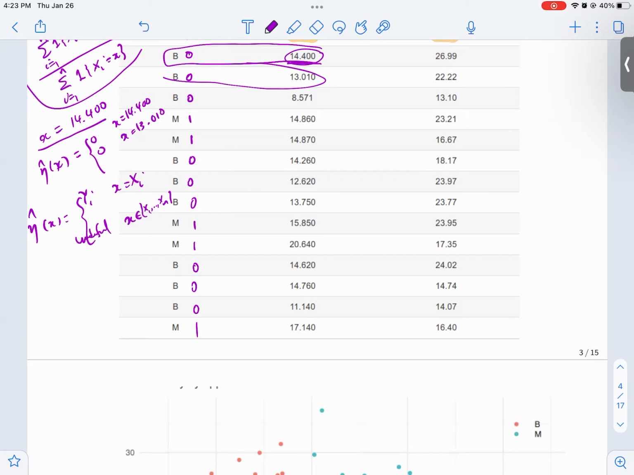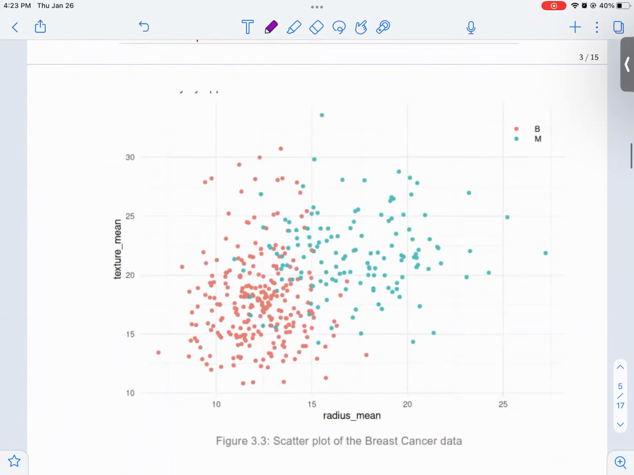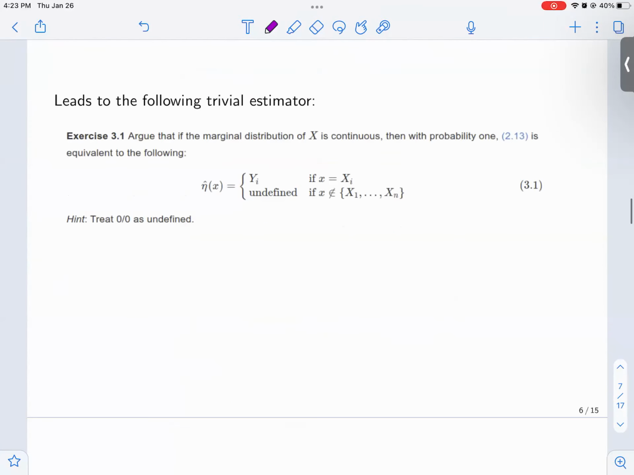So this is going to be the estimator. There's going to be another exercise. You can show, you actually showed it. So there's going to be yi if x is equal to xi, undefined otherwise. Okay. Does that make sense to people?